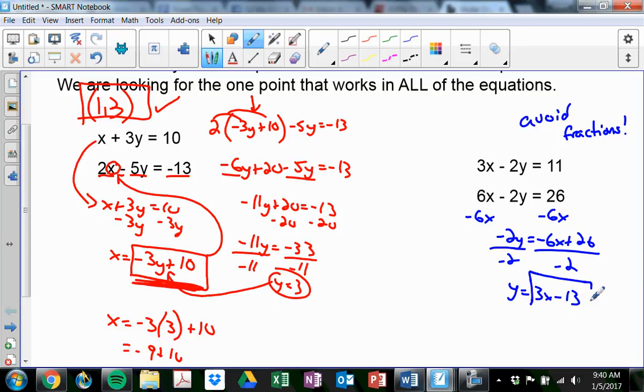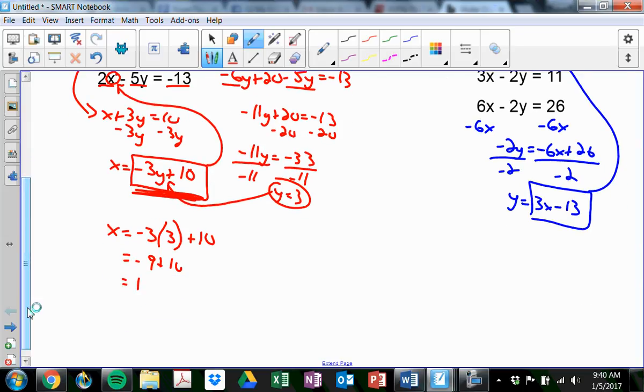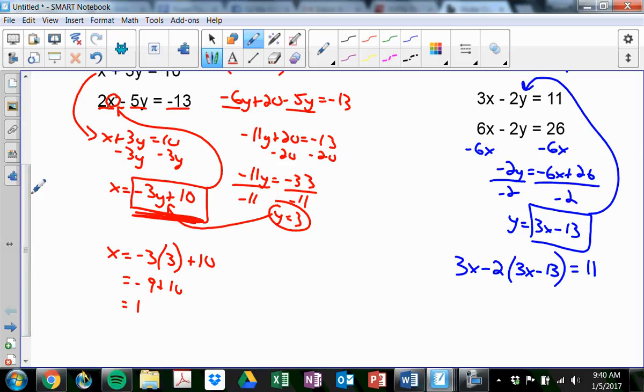Now that y is by itself, I'm going to take it and plug it in to the other y. So I get 3x minus 2 times 3x minus 13 equals 11. I plugged into that y up there on top. Do some simplifying. 3x minus 6x plus 26 equals 11. I just distributed the negative 2. 3x minus 6x is negative 3x.